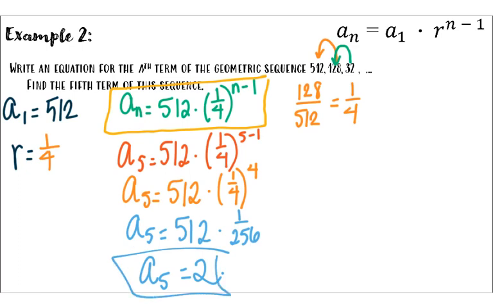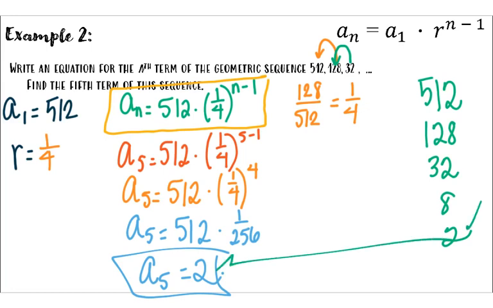And we can, like we did on the previous problem, just check our answer by following the pattern. So first we had 128 by dividing by 4 or multiplying by 1/4. Then we had 32 if we multiply by 1/4. Then we had 8 if we multiply by 1/4. And then finally we have 2. So that is what we wanted. All right, that is how you can write an equation and use that equation to find numbers within the sequence.